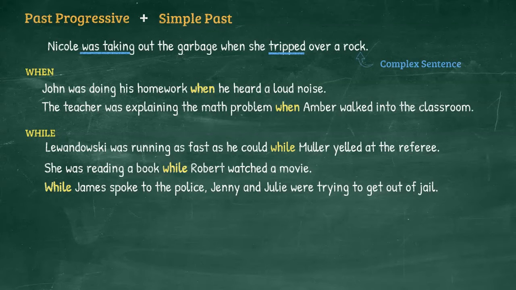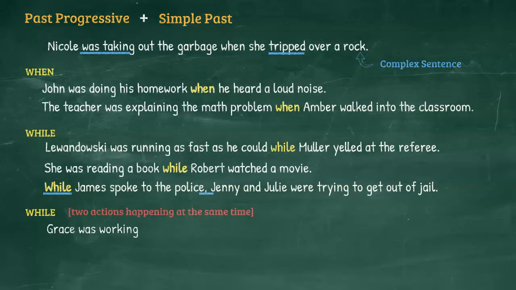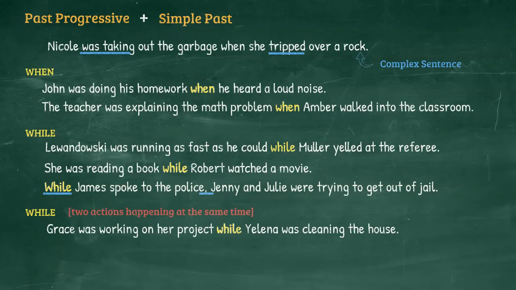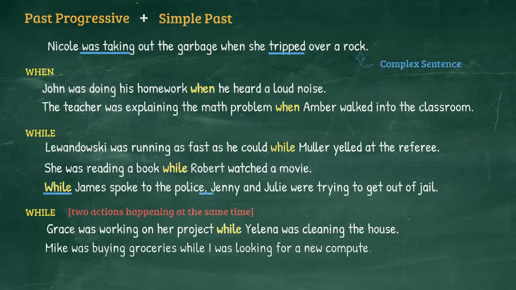Just remember, if you begin a sentence with a subordinating conjunction, make sure to have a comma somewhere in the sentence. However, perhaps the more common use of while is when describing two things that were happening at the same time in the past. For instance, Grace was working on her project while Yelena was cleaning the house. Or Mike was buying groceries while I was looking for a new computer.